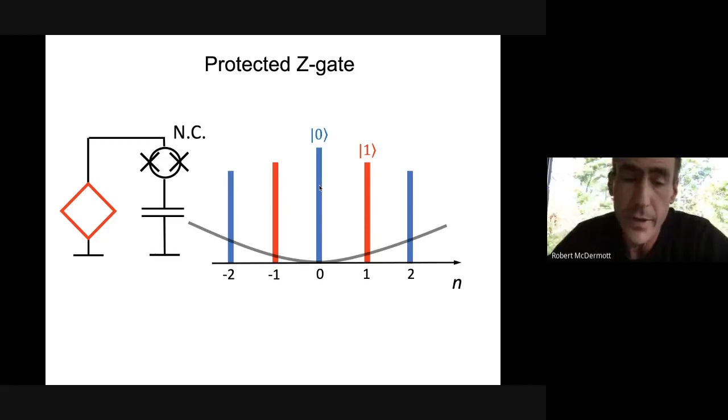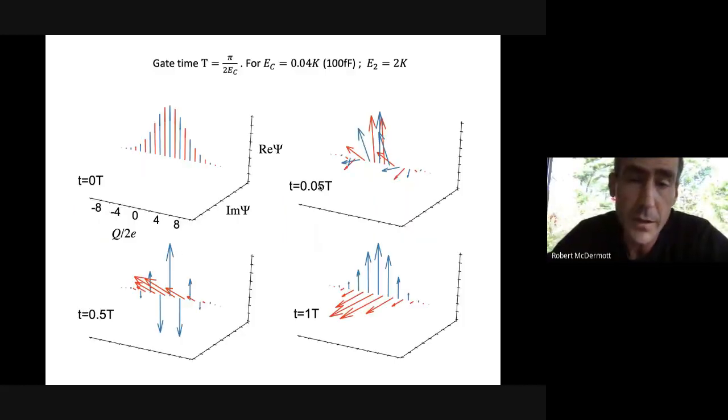different rates. And if we time the gate properly, then we can realize a gate where the ground state accumulates no net phase, but this logical one state that has this odd superposition, the number of Cooper pairs, is going to accumulate a 90-degree phase shift relative to the ground state. And so this is our logical Z operation.